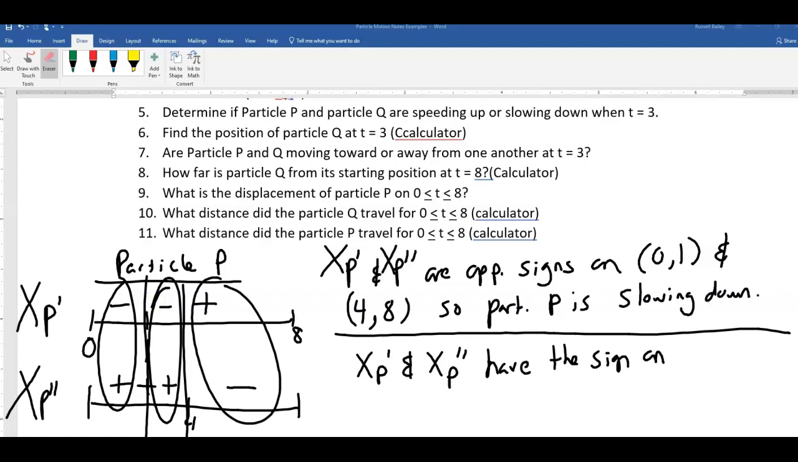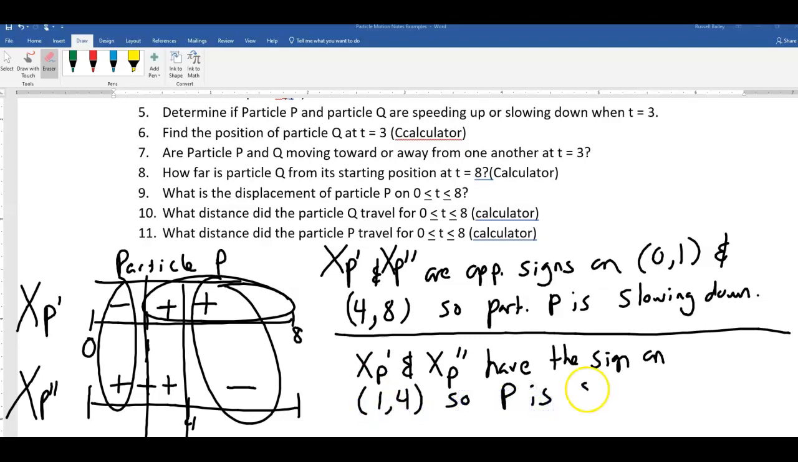So we would just add that in here. I just realized that they're opposite signs everywhere. They never seem to have the same. Oh, you know what they do? They do. Sorry, I'm being kind of goofy here. This was supposed to be a plus. This whole interval up here was a plus. So they have the same sign on the interval from 1 to 4. So P is speeding up there.